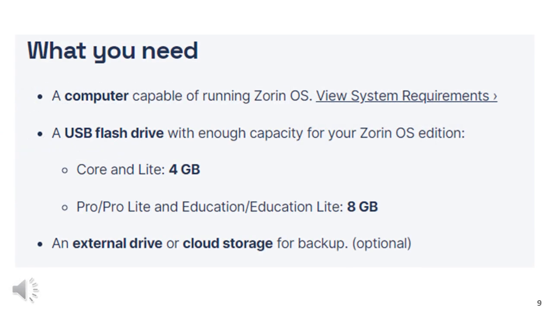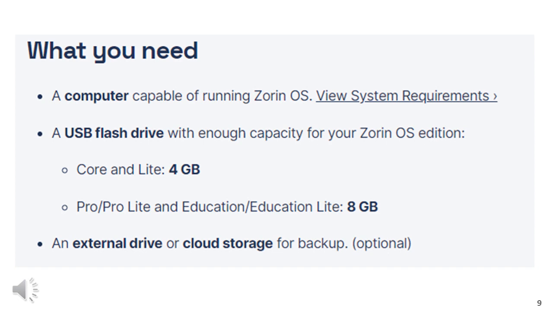Once you click the next step, it'll give you a list of what you need. Basically, what you need is an old computer, which we've already discussed, and a 4GB USB flash drive or USB stick. If you're downloading the Pro, you need a 16GB USB flash drive or USB stick. Let's for now put the external drive to one side.